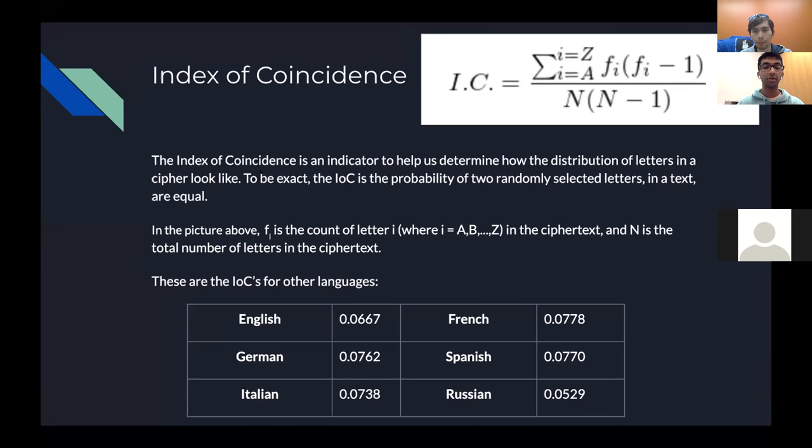Can everybody hear me? All right then. So what I'm going to be covering is index of coincidence. Let's see, are we on it? Okay.